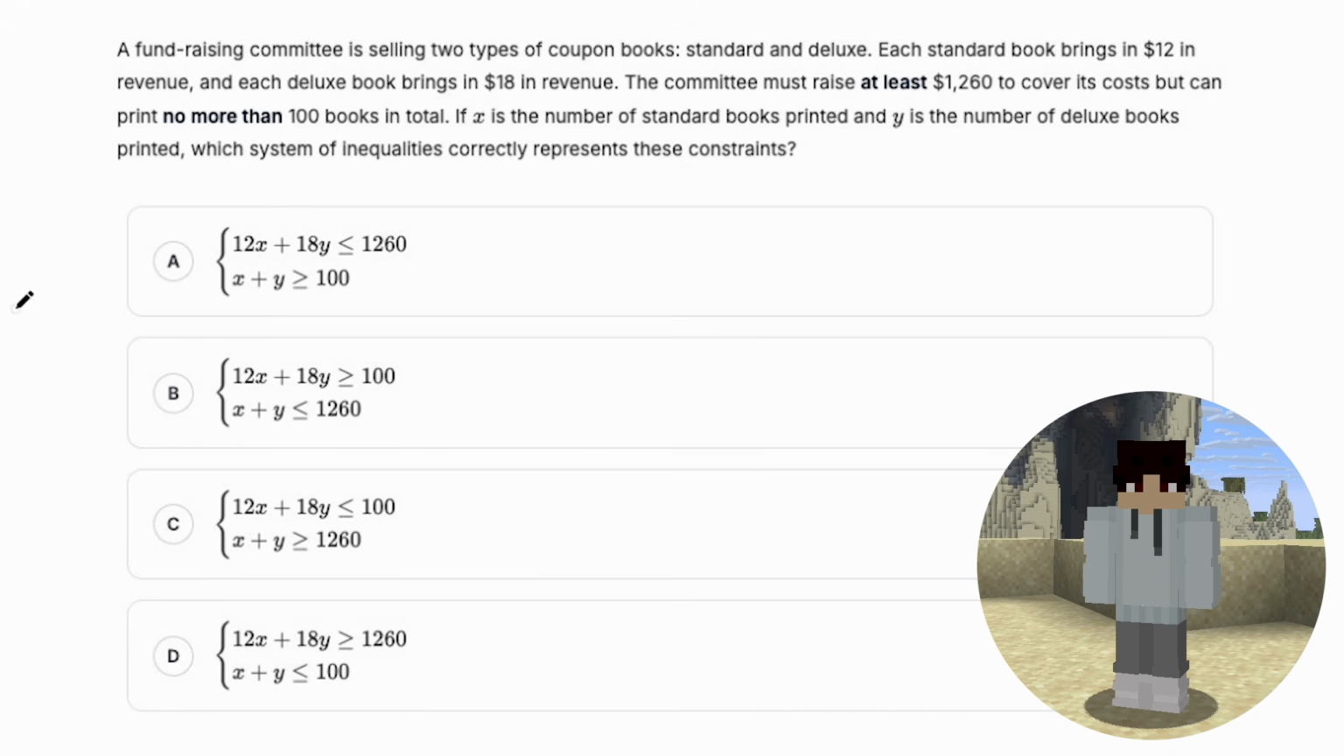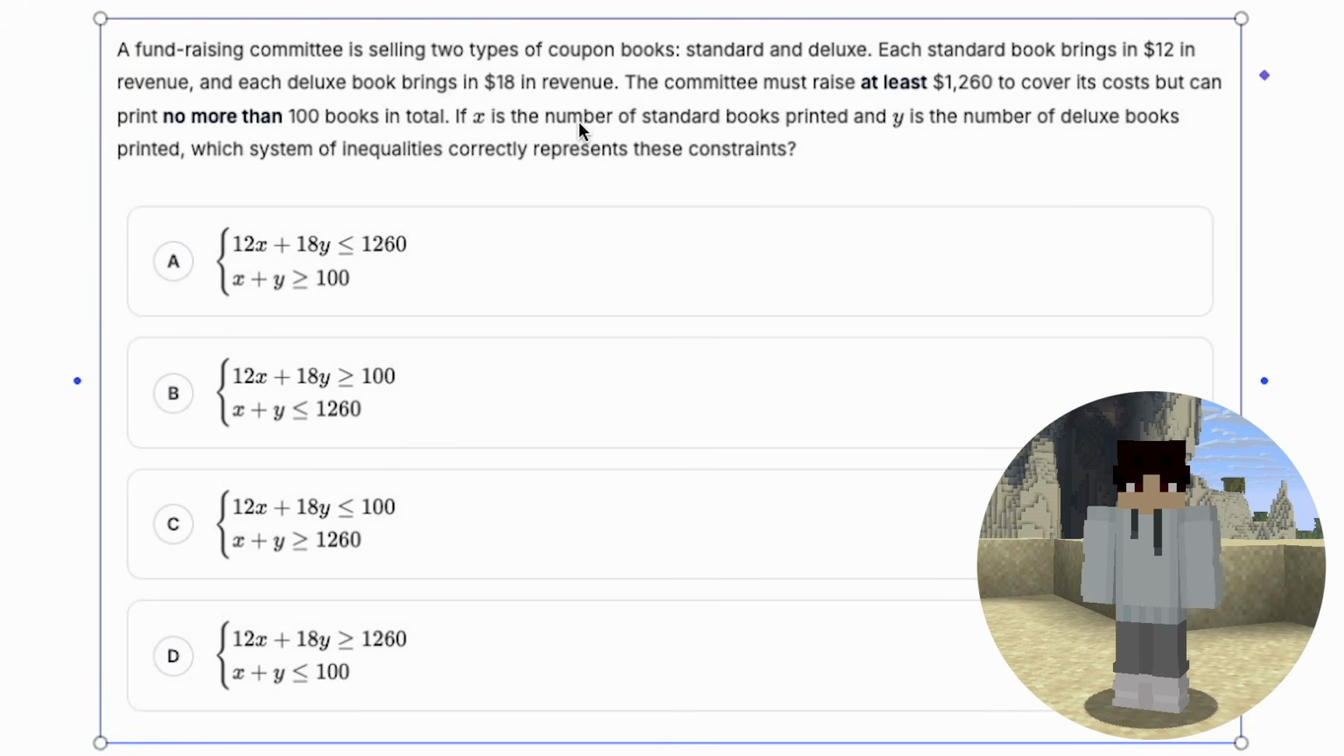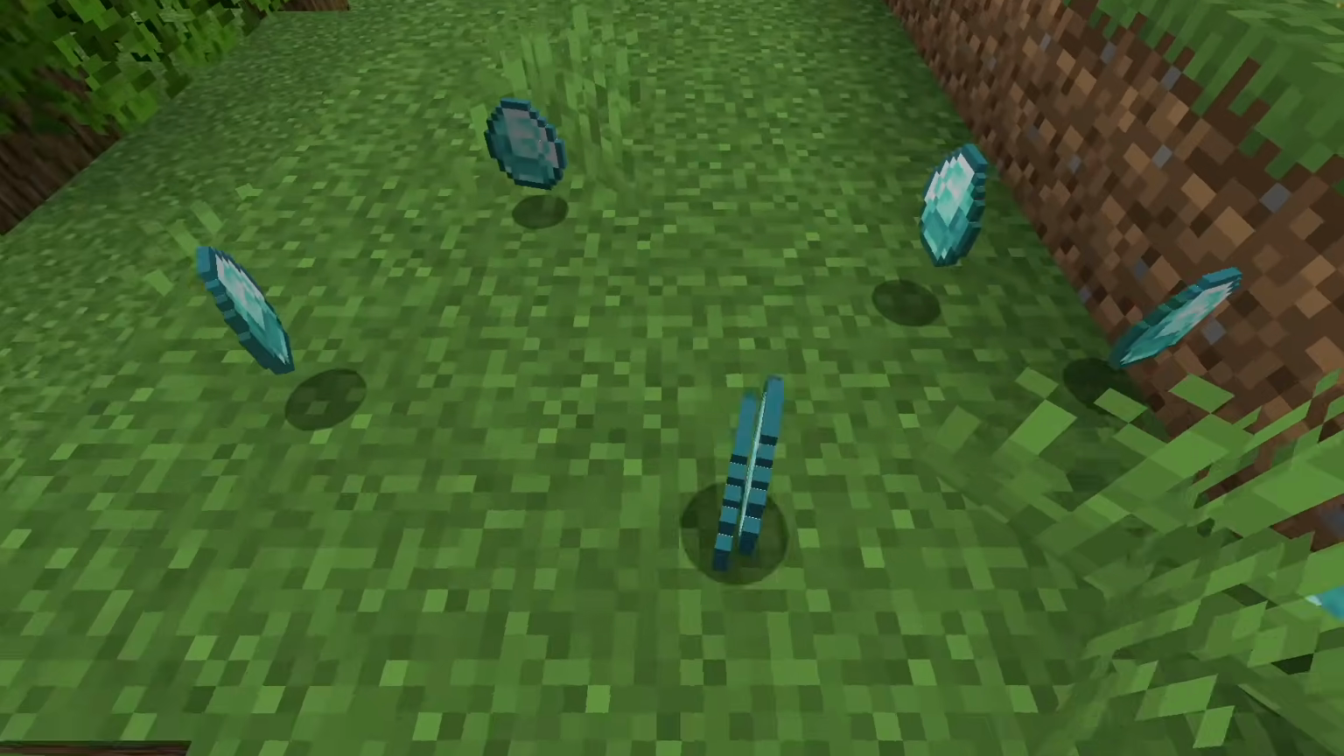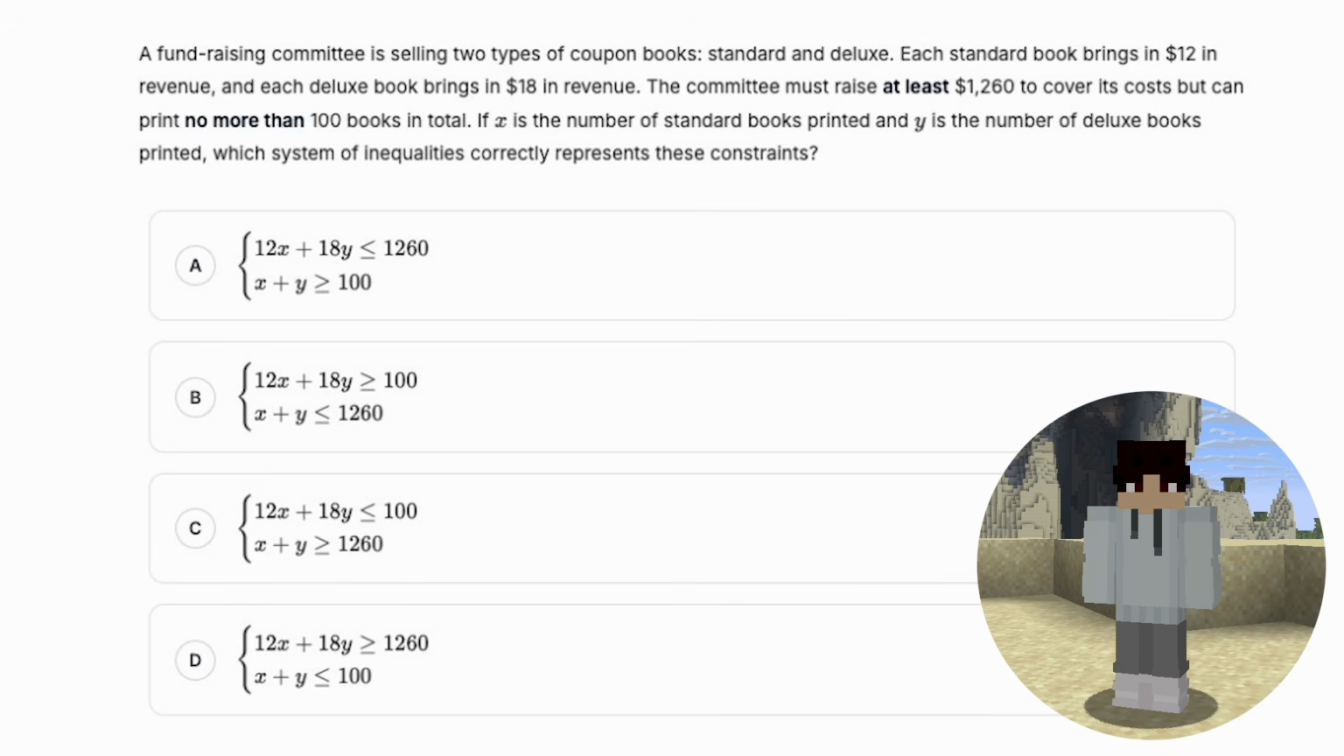A fundraising committee is selling two types of coupon boxes, standard and deluxe. Each standard book brings in 12 in revenue, each deluxe brings in 18 in revenue. Wow, they're really making bank here. The committee must raise at least $1260 to cover its costs, but can print no more than 100 books in total. If X is the number of standard books printed and Y is the number of deluxe books printed, which system of inequalities correctly represents these constraints?